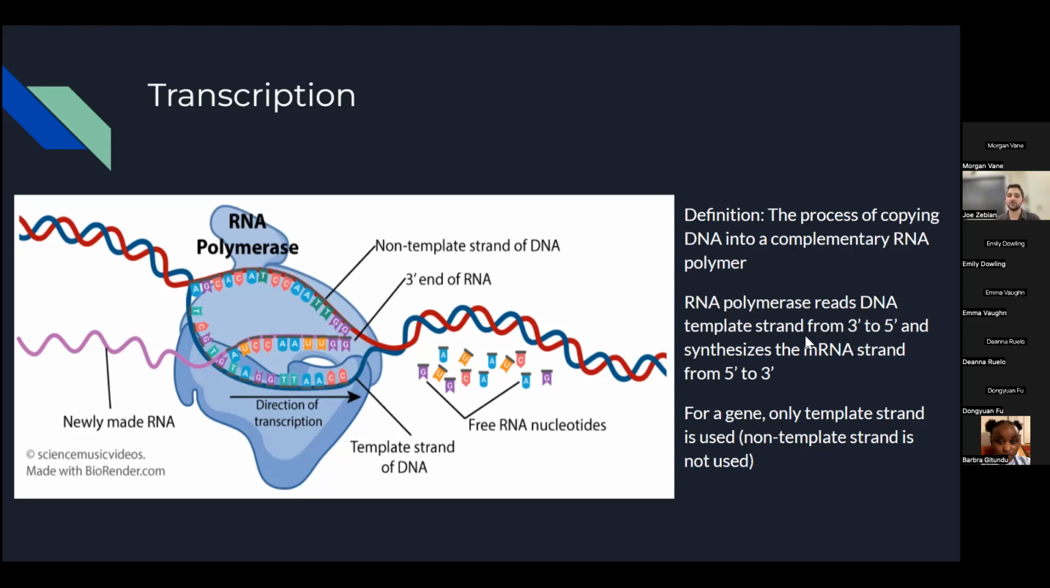RNA polymerase always reads the DNA template strand from the 3' to 5' direction, and then new mRNA is always synthesized in the 5' to 3' direction. This is super important. You need to make sure you understand that RNA polymerase reads 3' to 5', but that new mRNA is made 5' to 3'. For a gene, only the template strand is used. The non-template strand is not used by RNA polymerase.